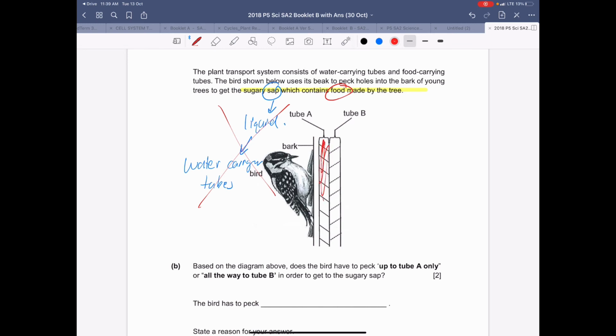Hence, it has blocked the path of light, causing a dark shadow to form. Okay, next.